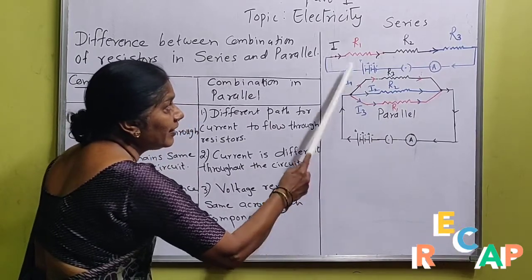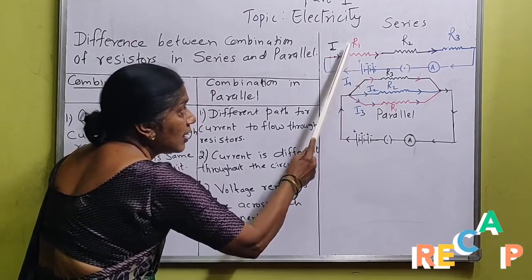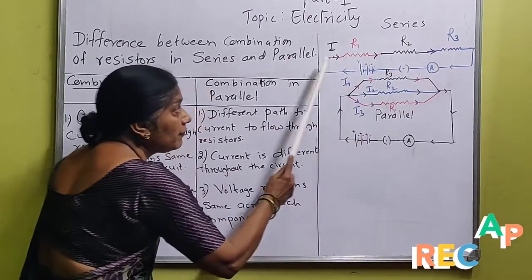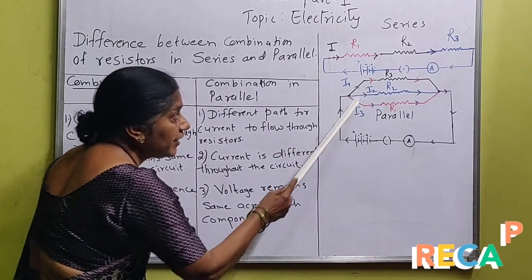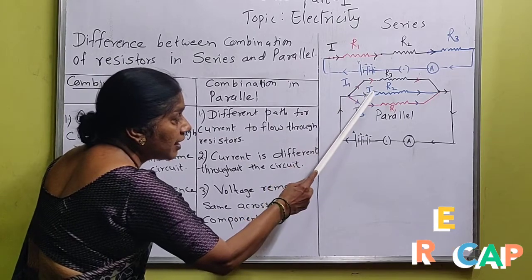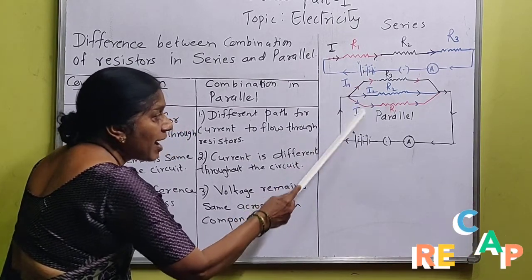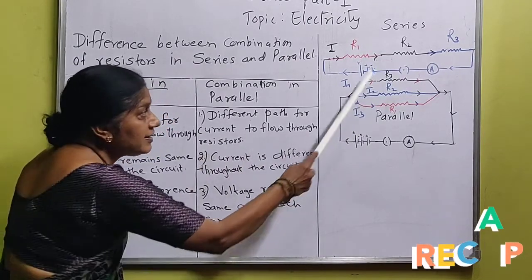You can see over here, the path of the current is only one path. The current flows from R1 to R2, R2 to R3, only one path is there. Here you can see the current is bifurcated, I1, I2, R3. So the current flowing through this parallel connection is different. The flow of current is different.